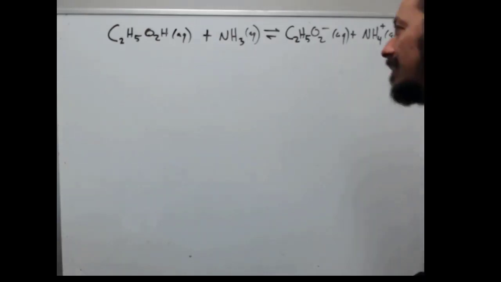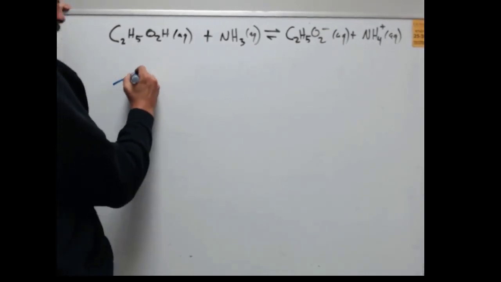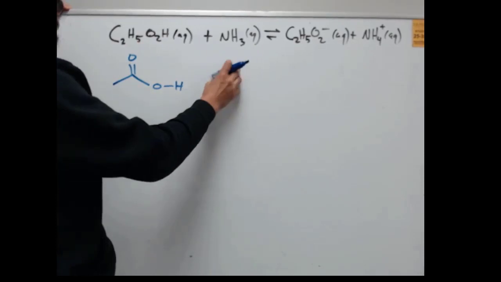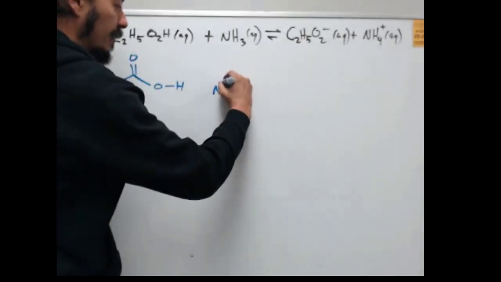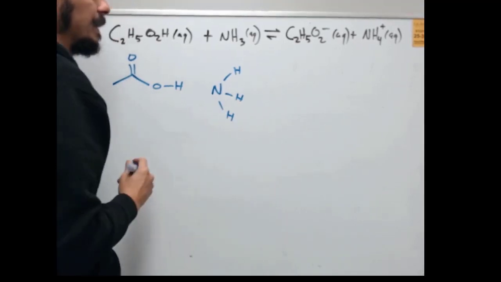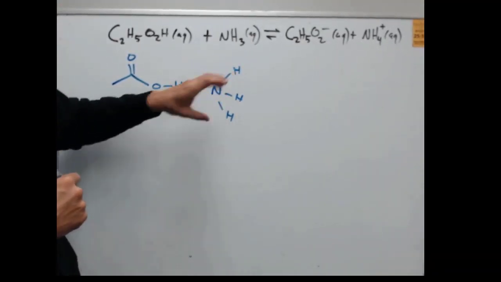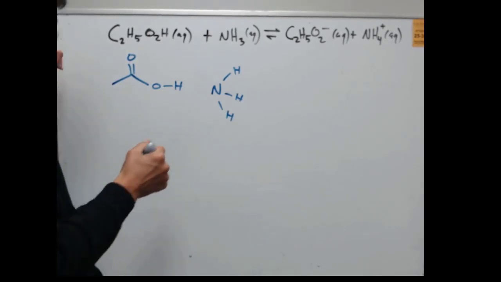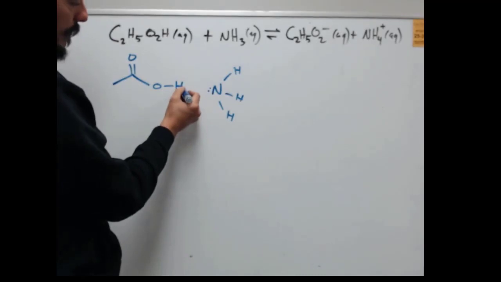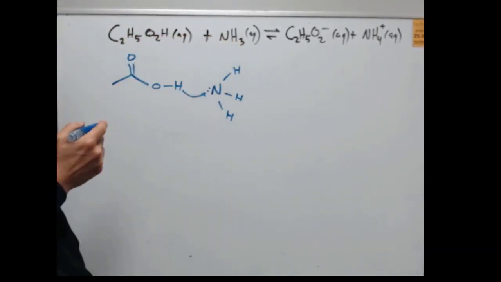I wrote acetic acid in its condensed way, so this would be acetic acid. And then I've got ammonia over here. We can think about the stuff we've been talking about in terms of how this behaves like a weak acid, how this behaves like a weak base. And we can see the lone pair is going to be able to accept that proton, so we've got a proton donor, proton acceptor.